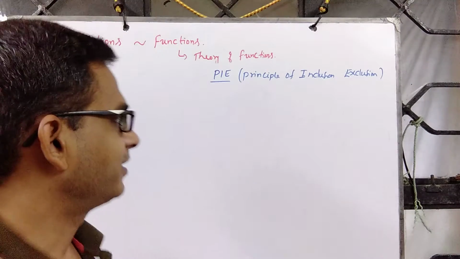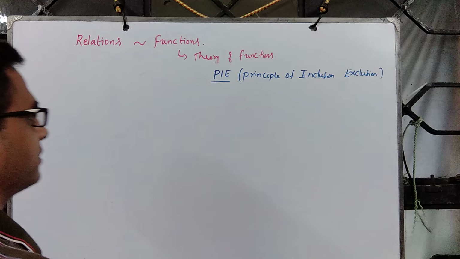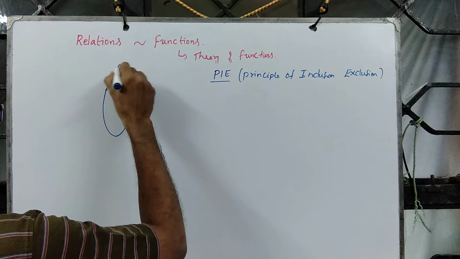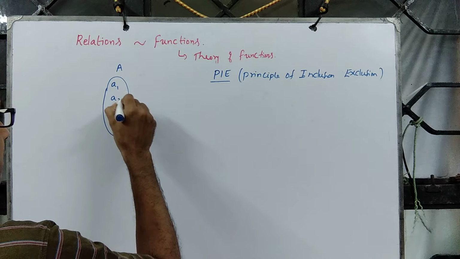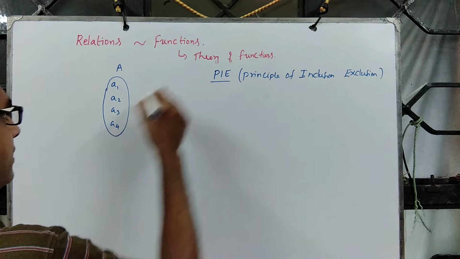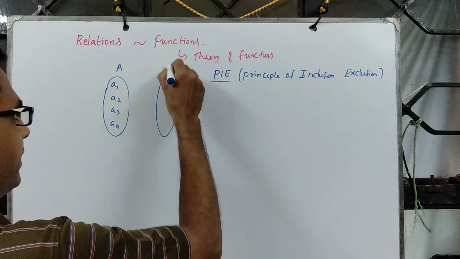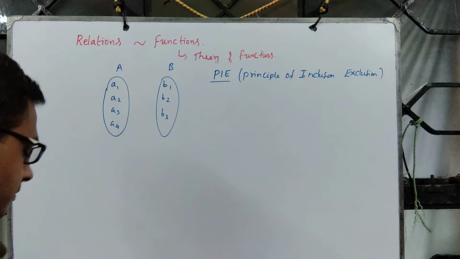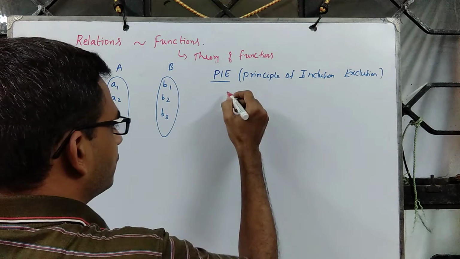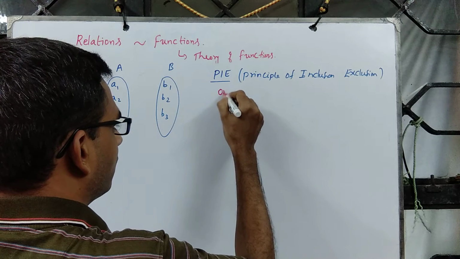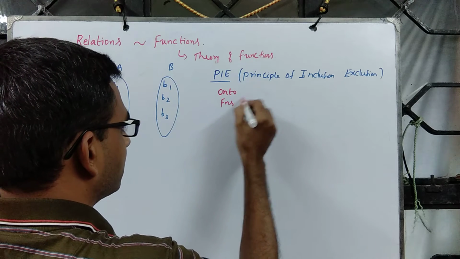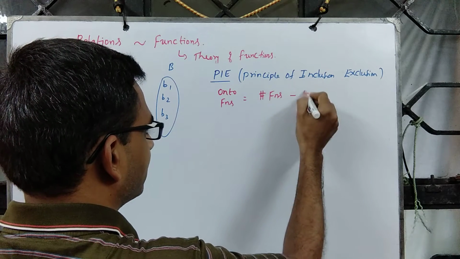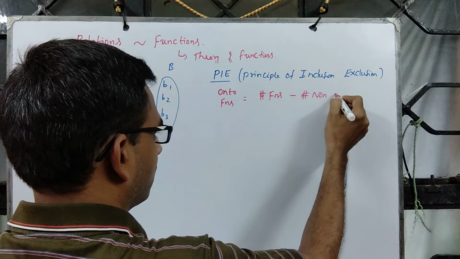Let us understand the counting of onto functions through this example. Subsequently, we will generalize. Suppose A has got 4 elements and B has got 3 elements. The objective is to count the total number of onto functions. This we are going to count through this technique, which means number of functions minus number of non-onto functions.